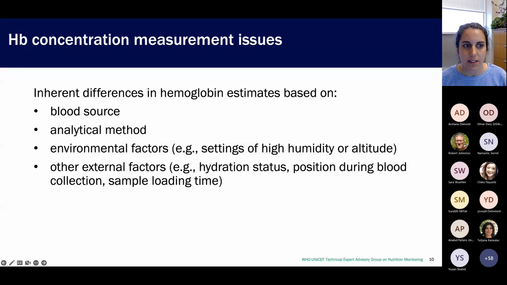So based on evidence, we know that there are inherent differences in hemoglobin estimates based on blood source, like we've talked about, the analytical method, environmental factors like settings of high humidity or altitude, and other external factors like hydration status of the person being measured, their position during blood collection, so whether they're standing or seated, as well as sample loading time.